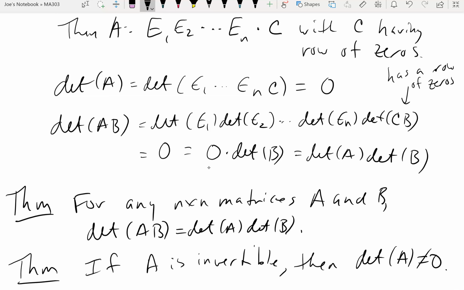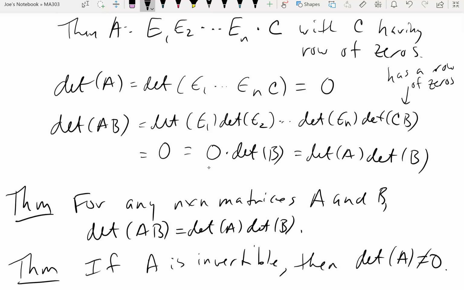We got this along the way. If A is invertible, then the determinant of A is not 0. We got this along the way because if A is invertible, how can we write it in terms of elementary matrices? It's just a product, right?